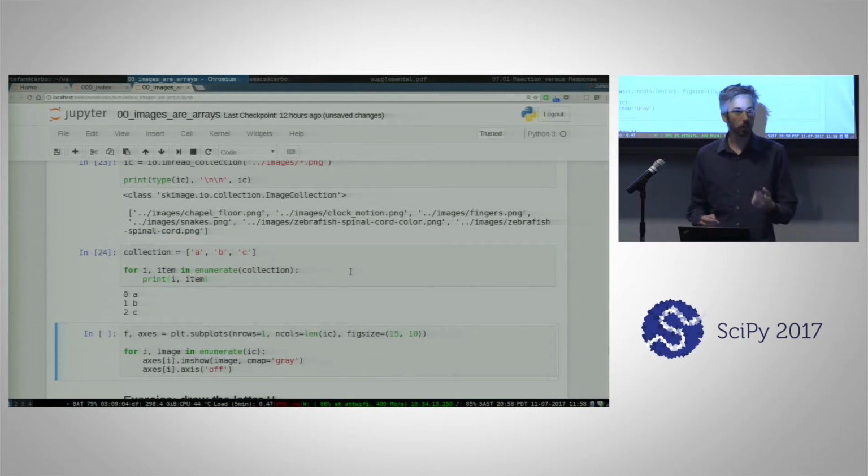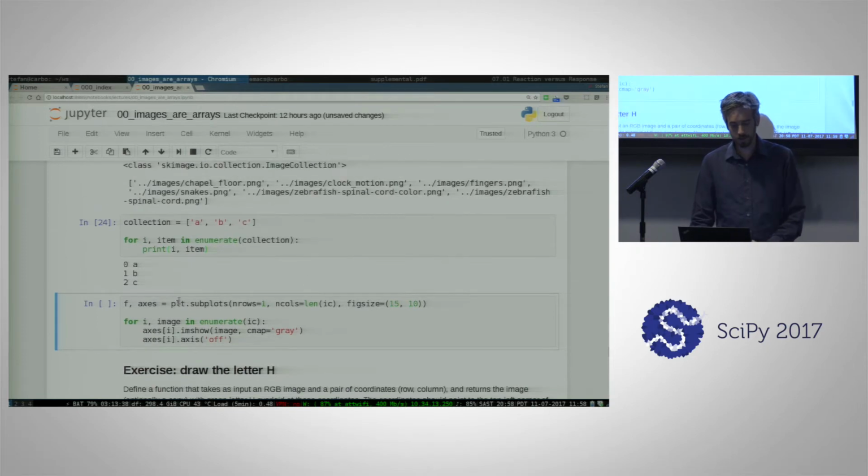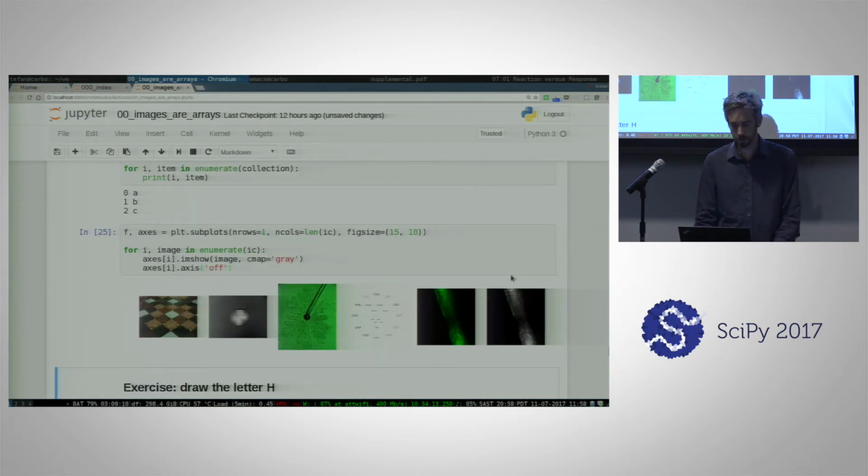So when you enumerate the collection, it gives you the index into the collection and the item. So it will give you 0 and the first item, 1 the second item, 2 the third item, etc. So in this case, I say, please enumerate my image collection, and on axis number 0, display image number 1. On axis number 1, display image number 2, etc. So there we go. And all the images get loaded from disk as necessary.